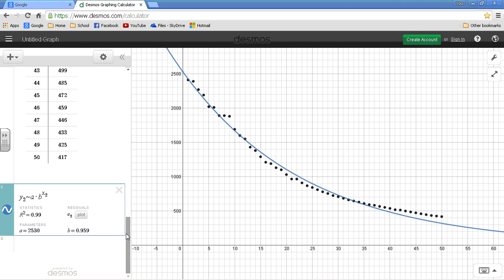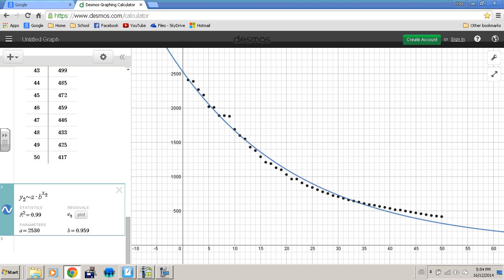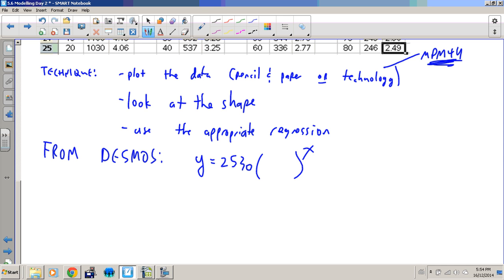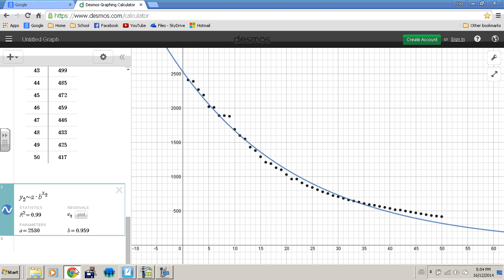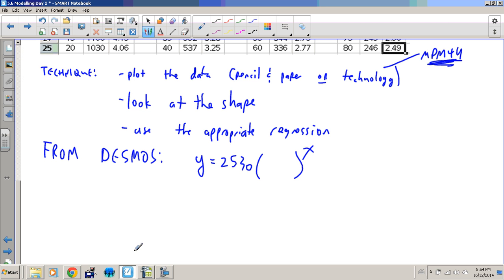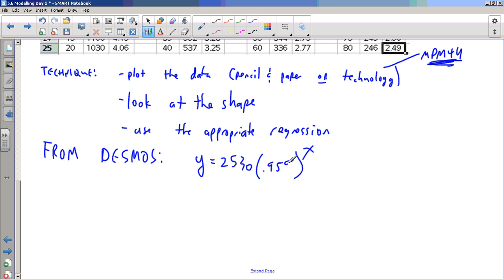2530 is my a value back in the lesson here, so from Desmos. And then my base value was, what was it? Where is it? There it is. My base value was 0.959. And there's my function.